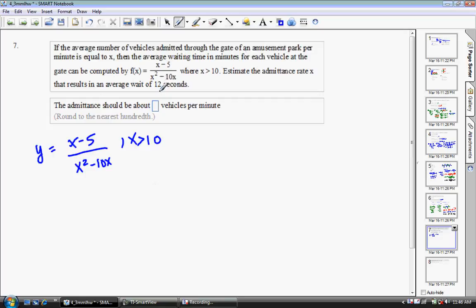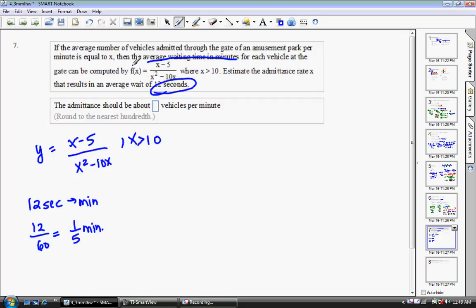I have to be honest with you. I made the critical mistake when I worked this problem to begin with, because I didn't pay attention to the units. The average wait time is 12 seconds, but understand the average waiting time is given in minutes. So what we have to do is convert 12 seconds to minutes. Remember that there are 60 seconds in a minute, so we have to divide by 60. This is the same thing as 1/5 of a minute.